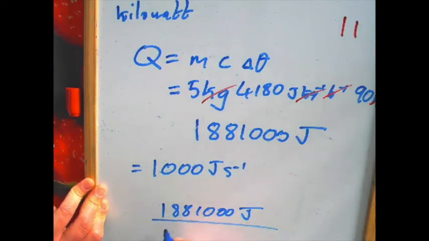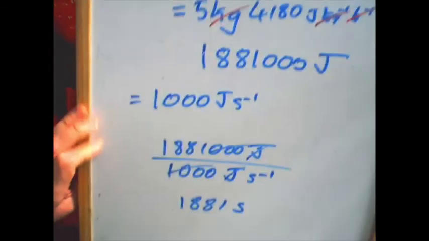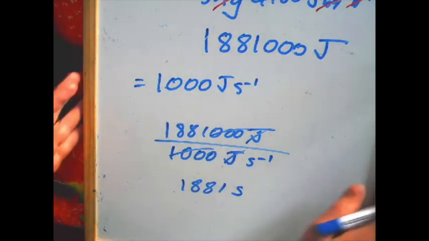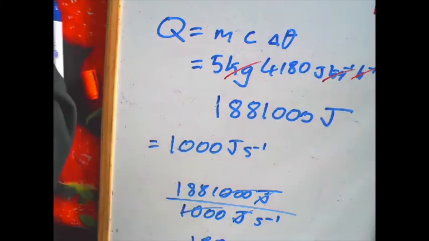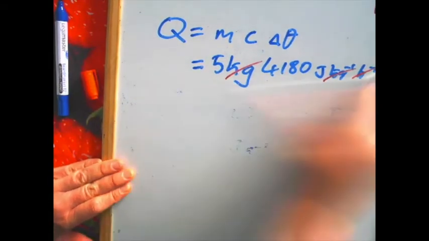So if we want to see how long it takes to transfer this, we take 1881000 joules divided by the speed, the power, the rate of transfer, which is 1000 joules second to the minus 1. So joules cancels out, and we're dividing 1881 by seconds to the minus 1, which is the same as saying times seconds. So it's 1,881 seconds to bring that kettle of water up to boiling.